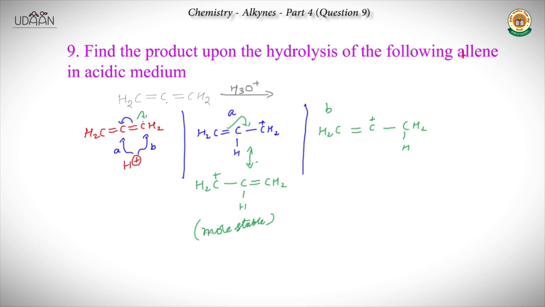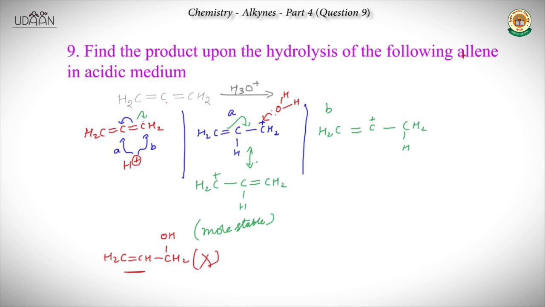And next thing is very simple, which is just addition of water. You got water and lone pairs here. They attack on this carbocation, and alcohol will be formed. That is H2C double bond CH, CH2OH. Now, it seems to be very simple, right? Yes. But this is not your answer.